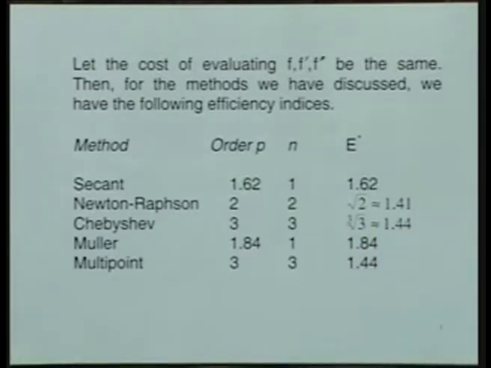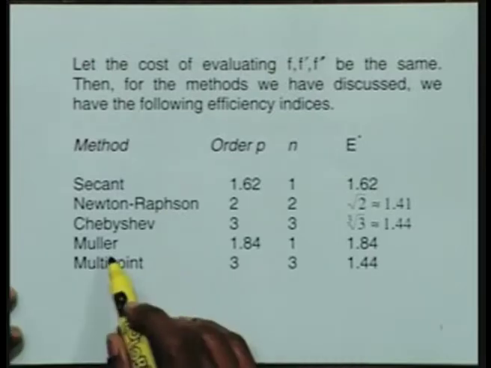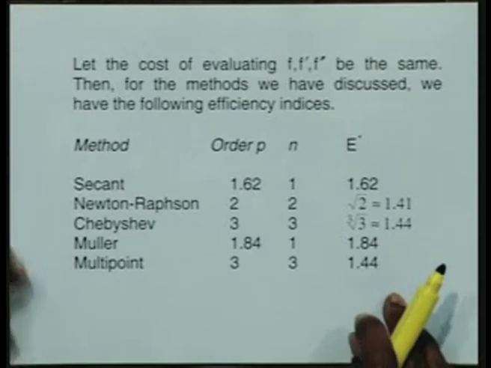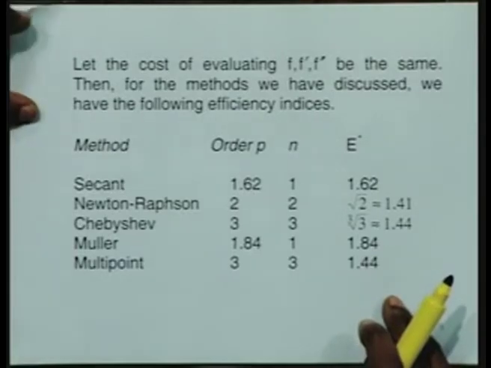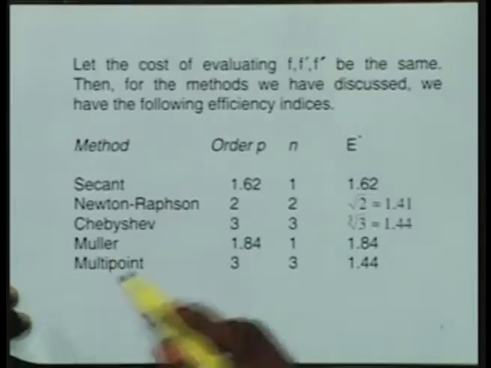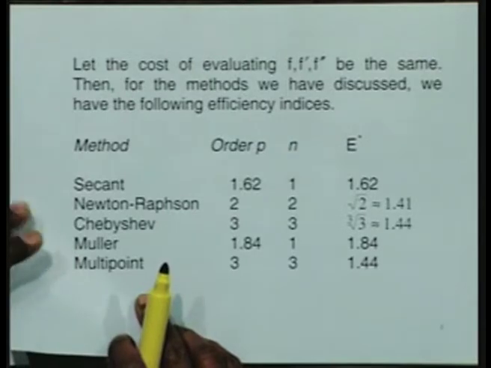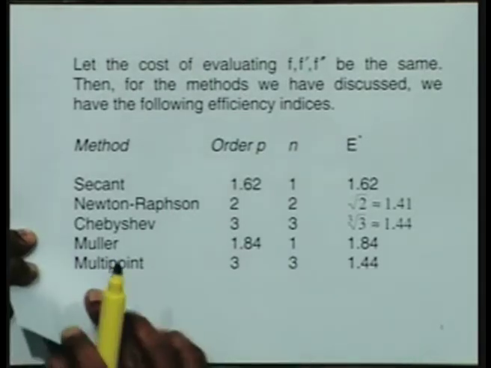Now from the viewpoint of Traub, it looks as though the Muller method is the best because it has the best efficiency index. However, if you look at the total computation, the other methods would score, because there are other factors besides just this particular way of looking at it. This is one way of looking at it, but this does not say that Muller is the best method for computation.